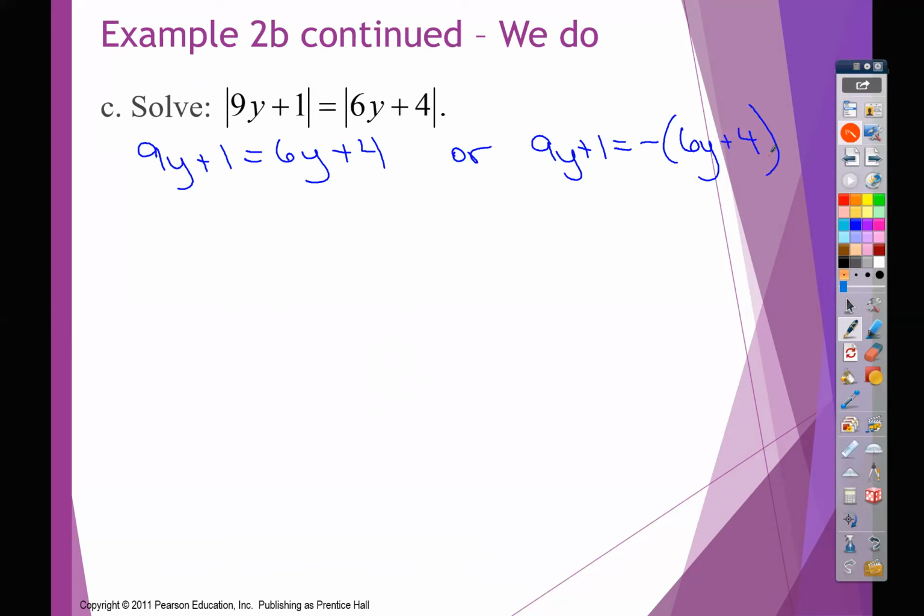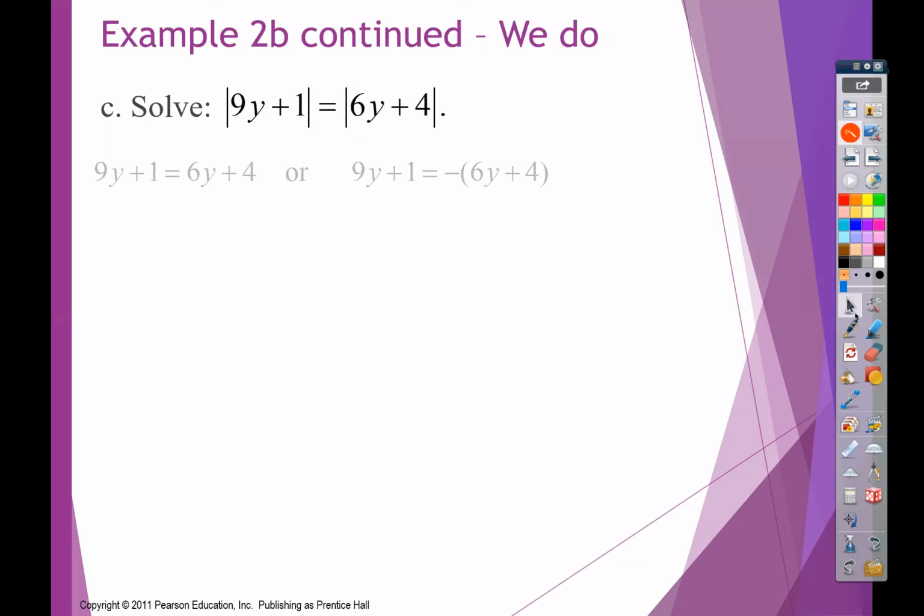And it works both ways, right? So if you had the positive 6y plus 4, you could have a positive 9y plus 1. Or if you had a positive 6y plus 4, you would have a negative 9y plus 1, which you would get on this second setup by dividing by negative 1. So either way, it gives you the same thing.